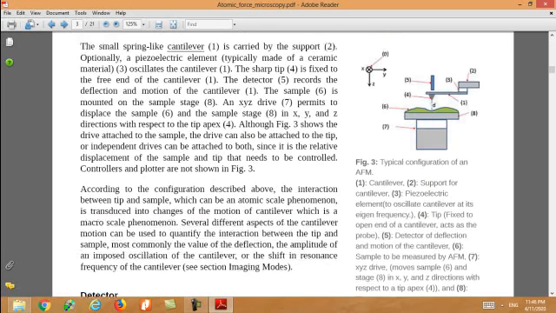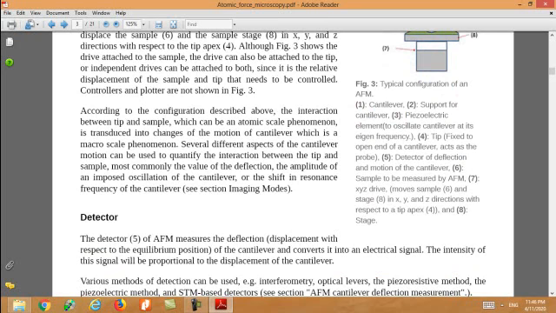Next, the detector in the configuration. The detector of the AFM measures the deflection of the cantilever and converts it into an electrical signal. The intensity of this signal is proportional to the displacement of the cantilever.